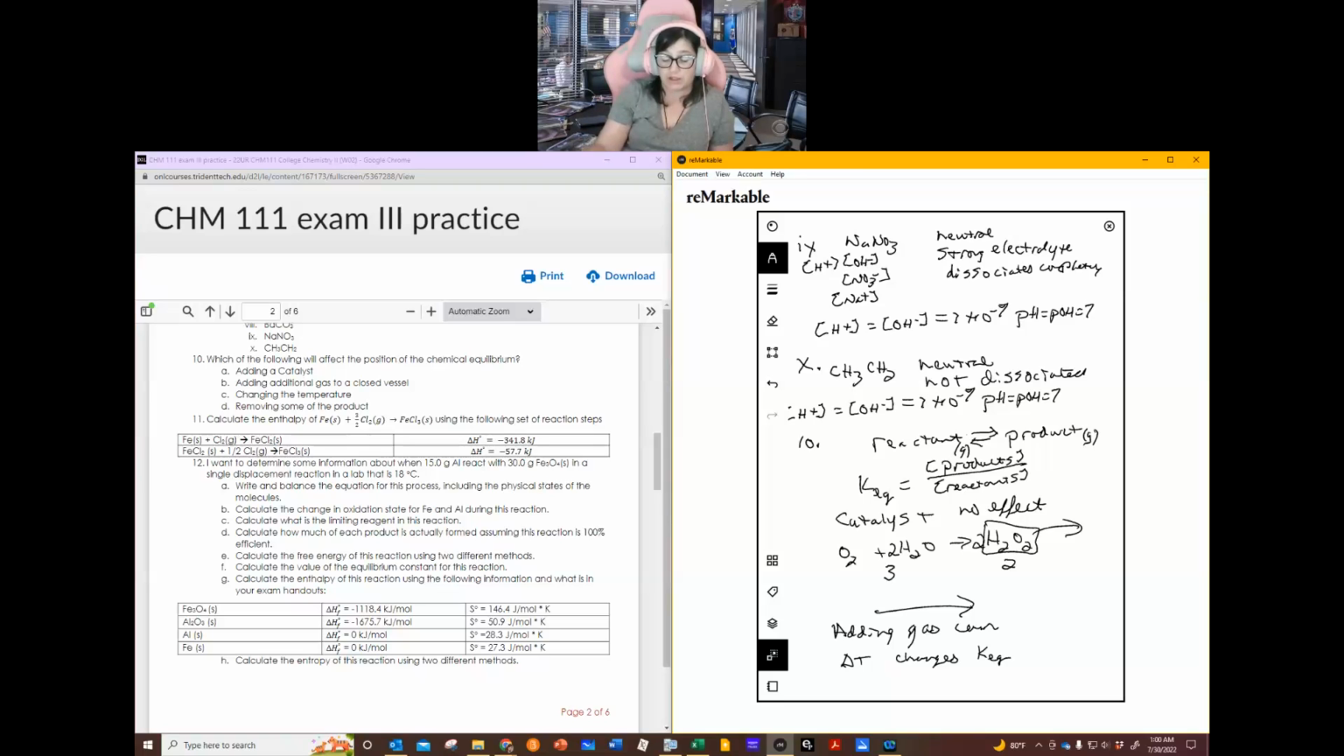So the only thing in this list that will change the position of the equilibrium is the temperature. And that is the only thing that can change it. It's not just out of this list. It's the only thing that can change it. Okay? So that's number 10.